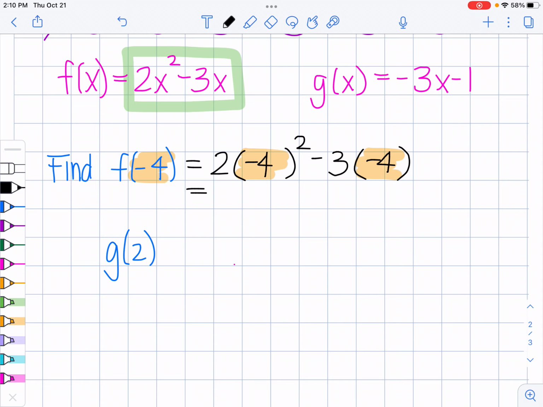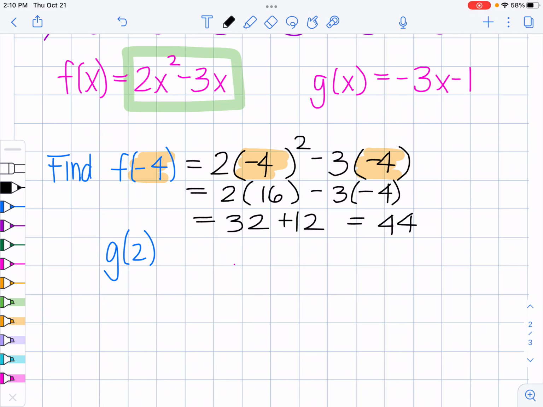So now I evaluate. Do my squares first. -4 squared is 16. Then I multiply. 2 times 16 gives me 32. -3 times -4 is positive 12. And 32 plus 12 is equal to 44. So when I plug in -4, I get out positive 44.